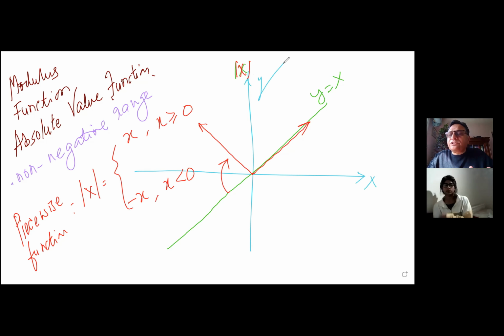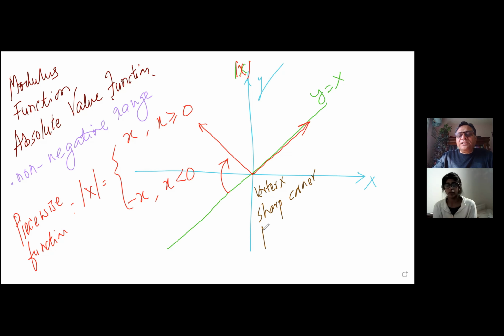Domain has no restrictions at all. Range is greater than or equal to 0, as you can see. And some important points which you should include here is that this point is a vertex. Sharp corner. It means tangent is not defined.